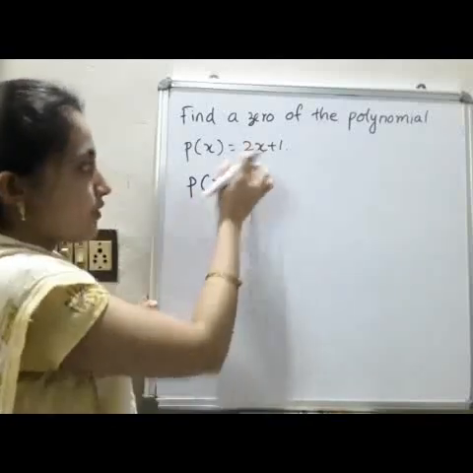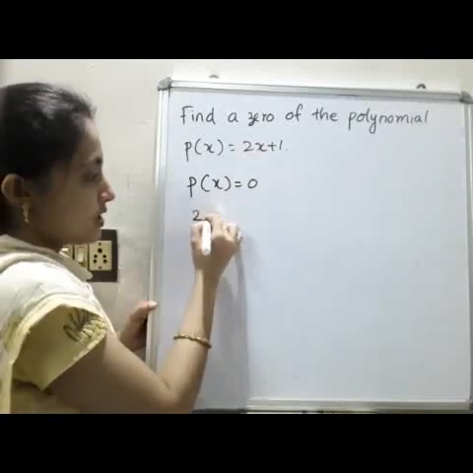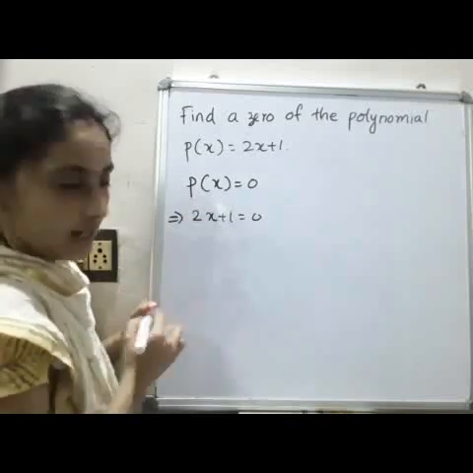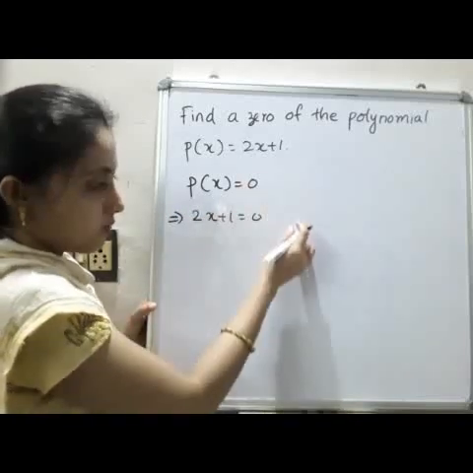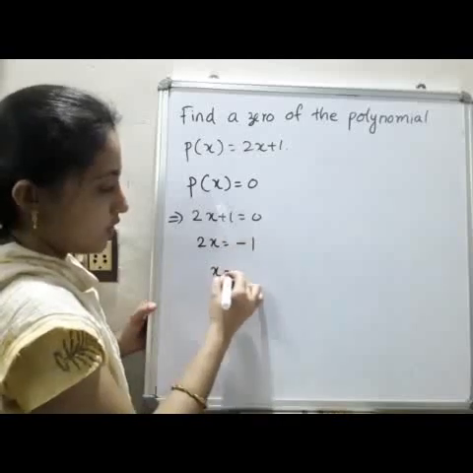Then what is p of x according to our question? What is p of x? 2x plus 1, that is, 2x plus 1 is equal to 0. Okay, that is plus 1. When we move this to the other side, it becomes 2x is equal to what? Minus 1. So x will be equal to what?